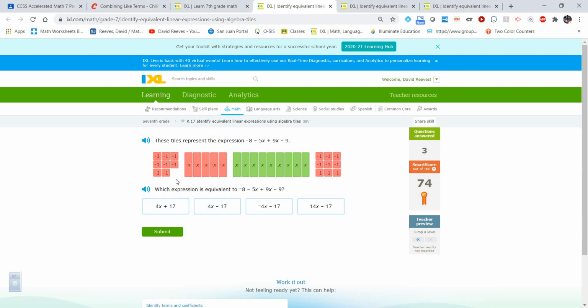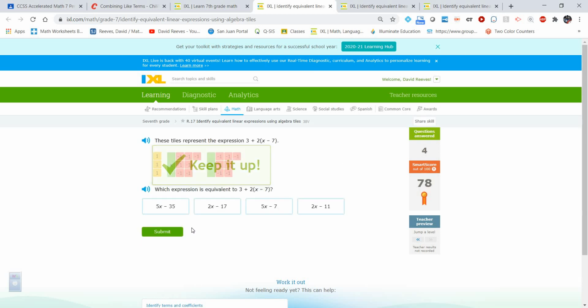And then all I have are negative ones. I have 8 negative ones and 9 negative ones. That gives me 17 negative ones. So it's 4x plus negative 17, or 4x minus 17.